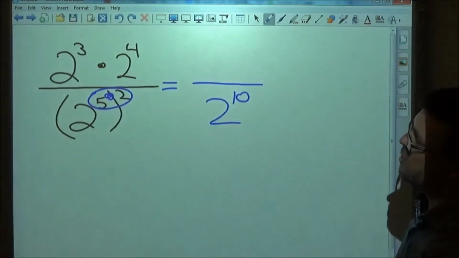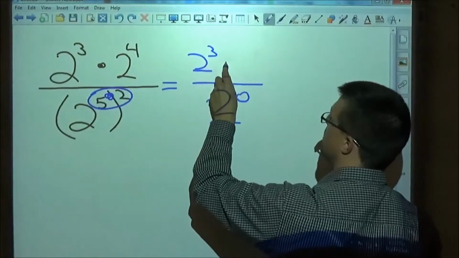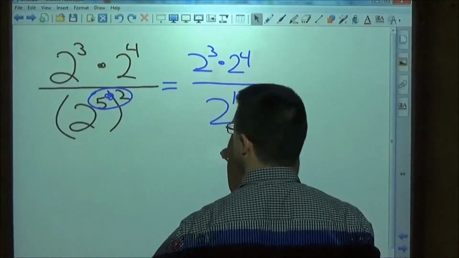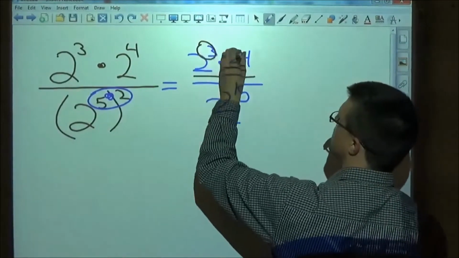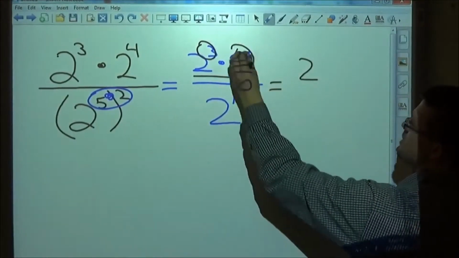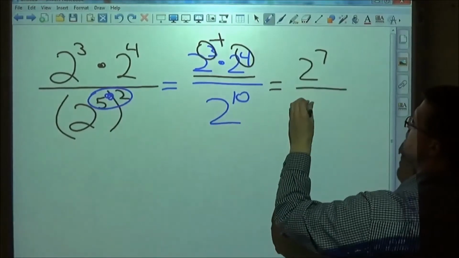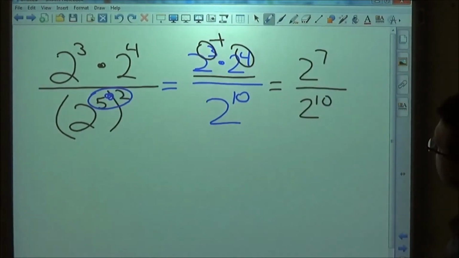Now if we look on top, we have the product rule. So I'm going to go ahead and rewrite the top back in. We have a product rule. That means same bases. What do we do with the exponents? We keep the base and we add our exponents. 3 plus 4 is 7. That's being divided by 2 to the 10th power. We're back to our quotient rule again.